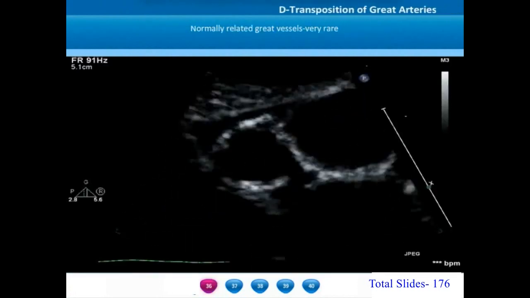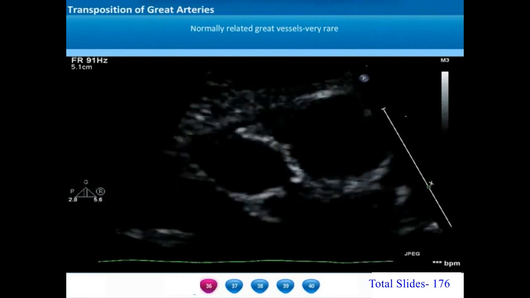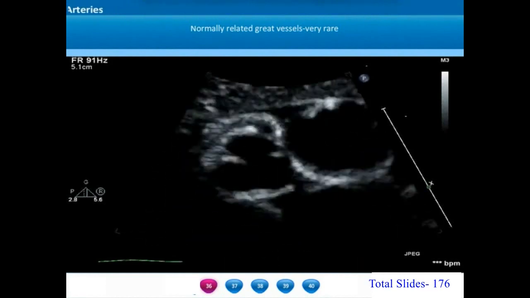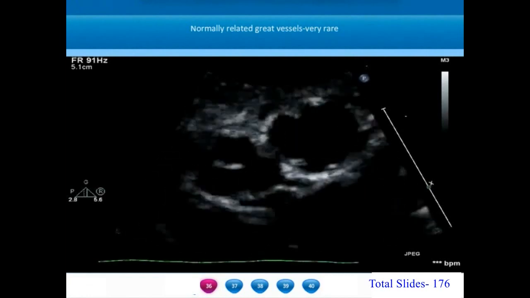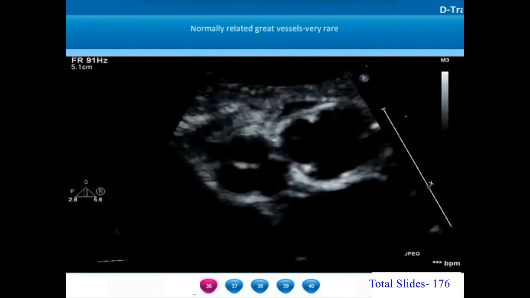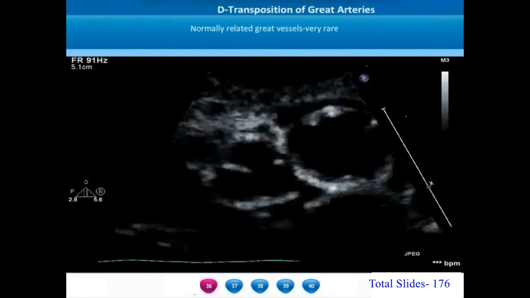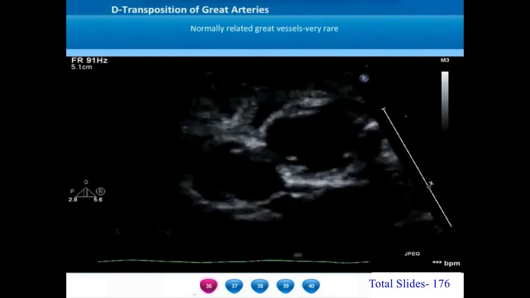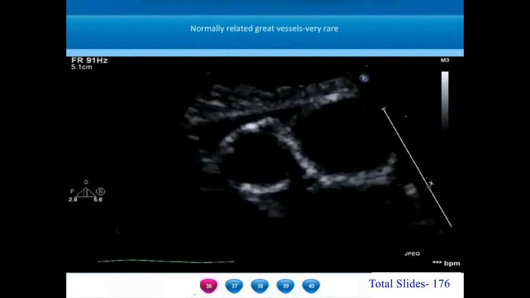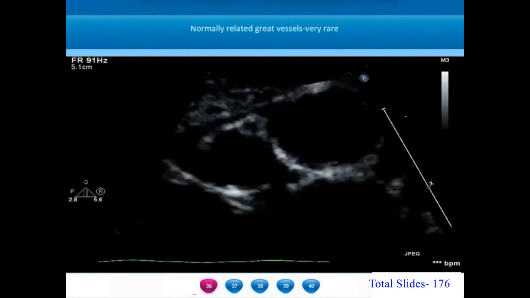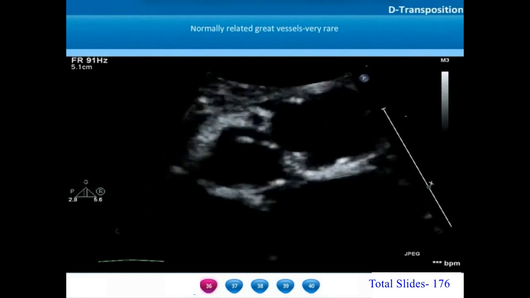It is extremely rare to find normally related great arteries in a patient with transposition of the great arteries. In this patient with TGA, with ventricular arterial discordance, we see normally related great arteries. The pulmonary artery and the pulmonic valve are left and anterior. The aortic root and the ascending aorta are right and posterior. This normal relationship of the great arteries is extremely rare in TGA.